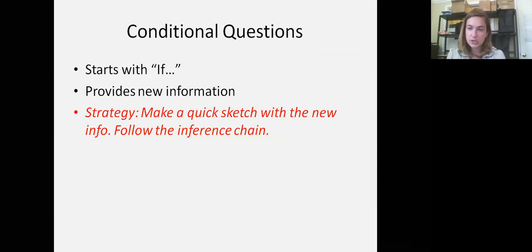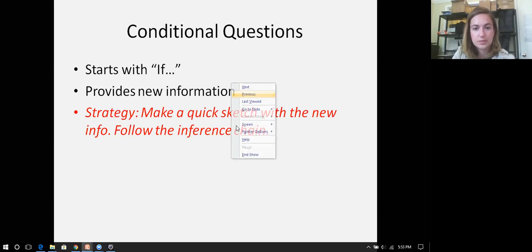So a conditional question is always going to start with the word if. It will give you some new information, and you should make a quick sketch with the new information and then follow the inference chain. For the G in week 1, wouldn't J follow immediately after?